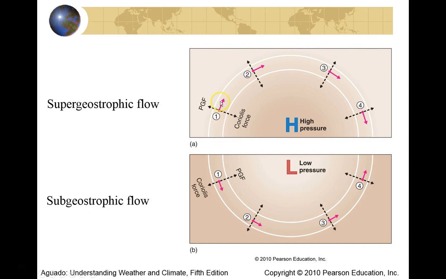Around highs, we see the airflow moving parallel with the pressure gradient, along the isobars. If you'll notice, the purple arrows indicate the airflow, and it's moving in a clockwise direction around the high, and around a low it's moving counterclockwise, and if you'll notice, the air is moving parallel. It's not moving across the pressure gradient, it's moving with the pressure gradient.